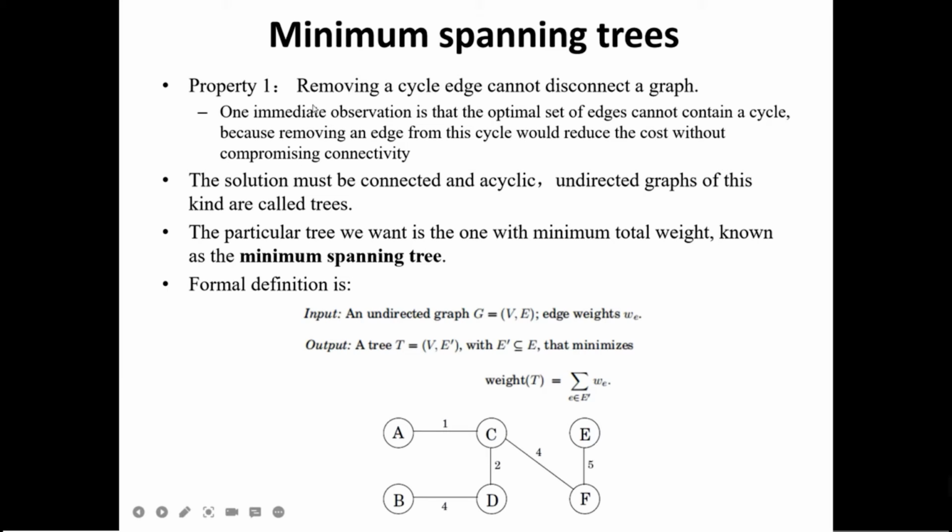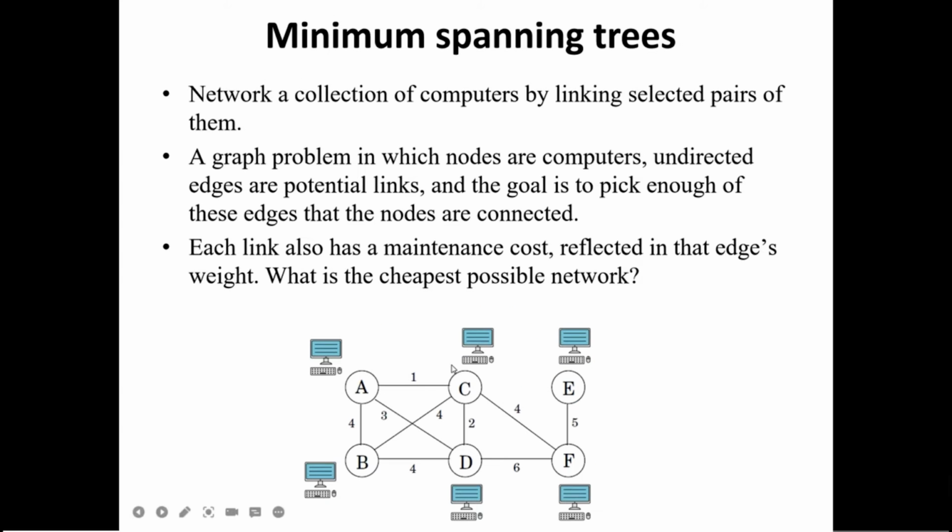Let's see the first property. Removing a cycle edge cannot disconnect a graph. So what does it mean? For example, if here is a circle, if we remove one edge, it will not disconnect A from this graph. Even if this edge does not exist, and only these three remain.